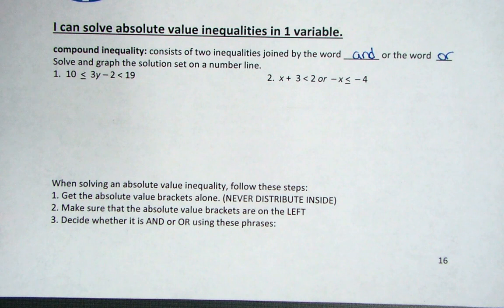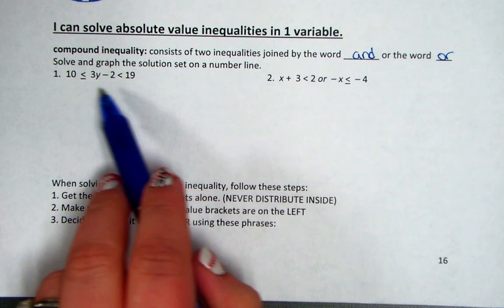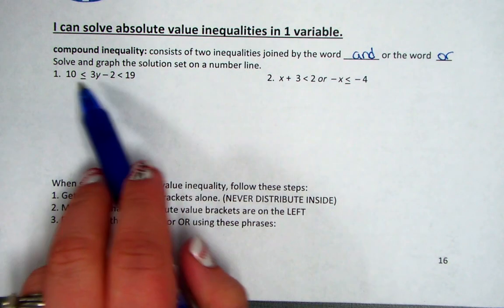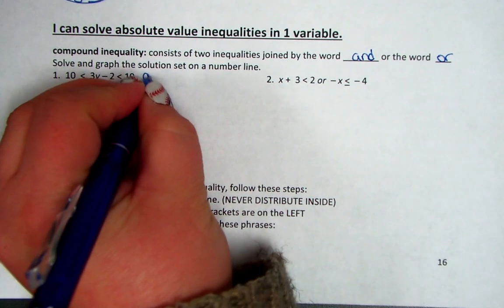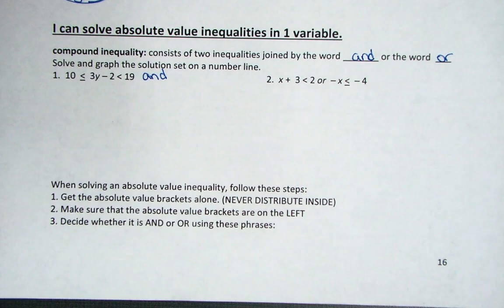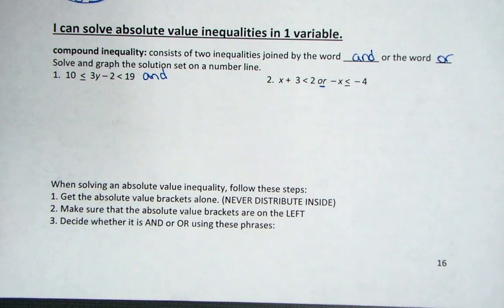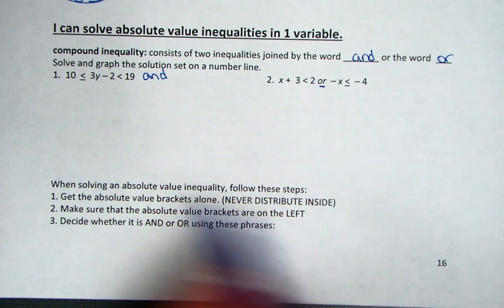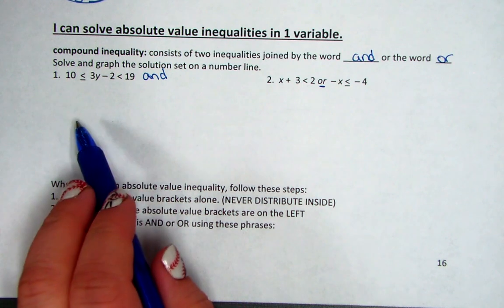Okay, and when we have a compound inequality, we might also see some and inequalities that are written as just a joint inequality with two inequality symbols here. This is also an and inequality. Or inequalities will always have the word or in front of them or in them. So let's go ahead and start solving this first compound inequality.